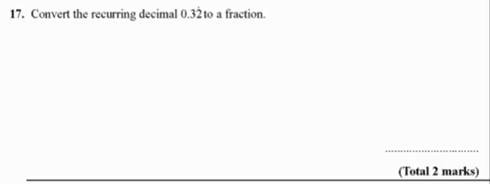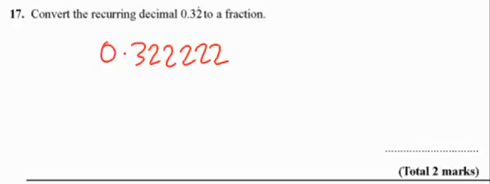In a recurring decimal question, it's important to see how many digits the recurrence occurs over. So in this case, it's just the 2 that repeats endlessly. So effectively it's repeating every 1 digit, as opposed to 0.32 with a dot over the 3 as well, which would be repeating over every 2 digits.